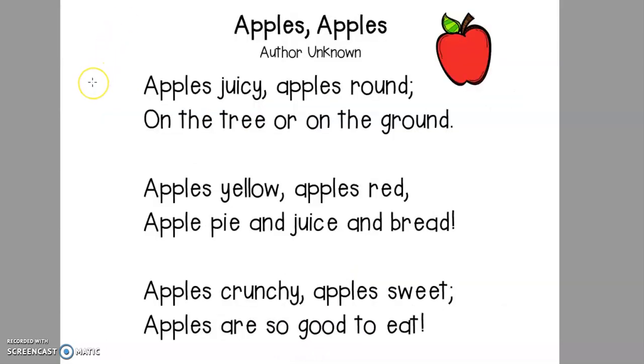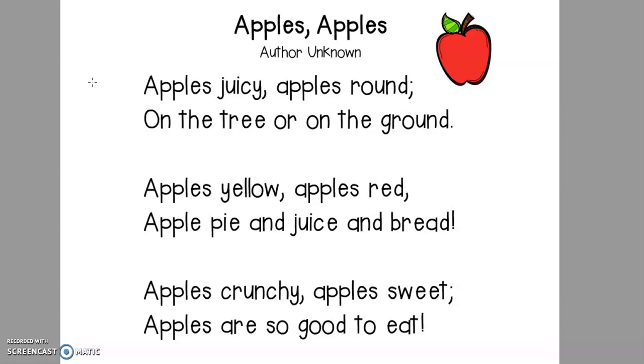Here we have a poem called Apples, Apples. While I'm reading, I want you to think, what is this passage mostly about? What are some of those key details? And then today we're going to be thinking about, what does the author want to prove to me? What is their point?